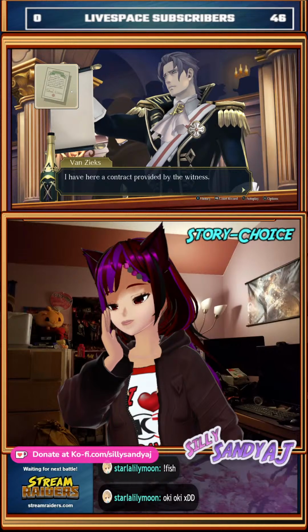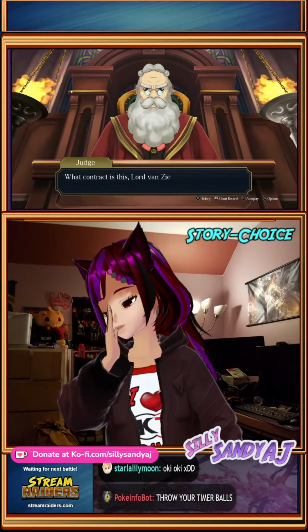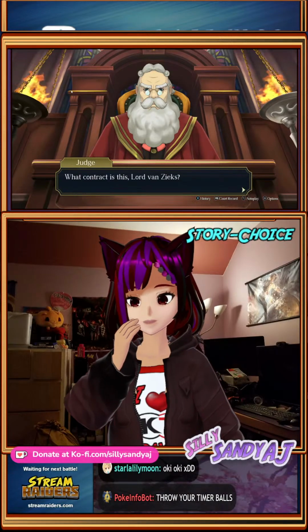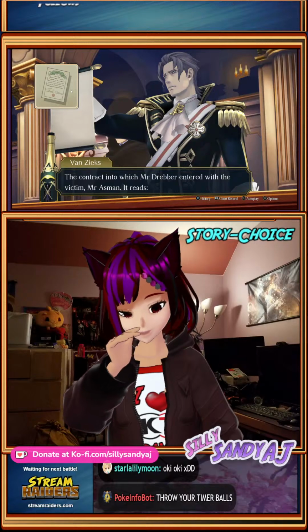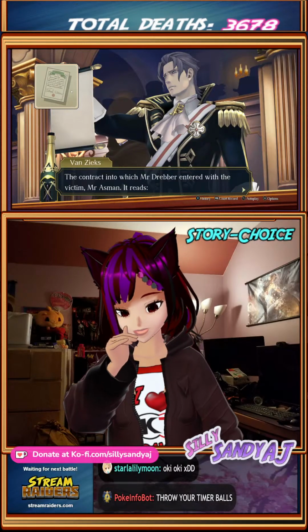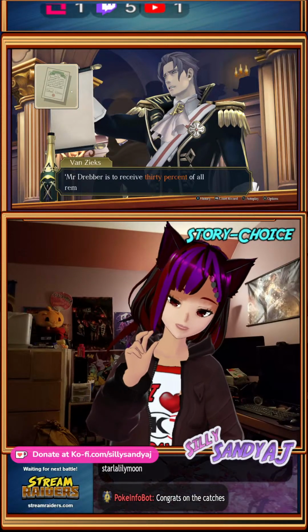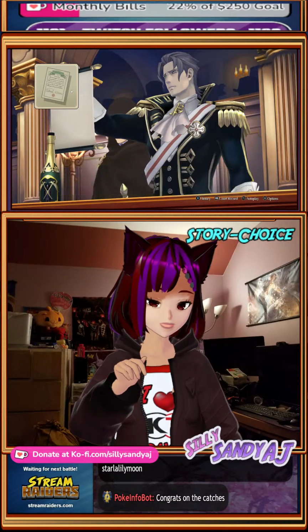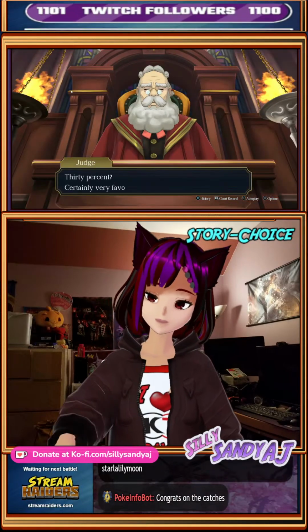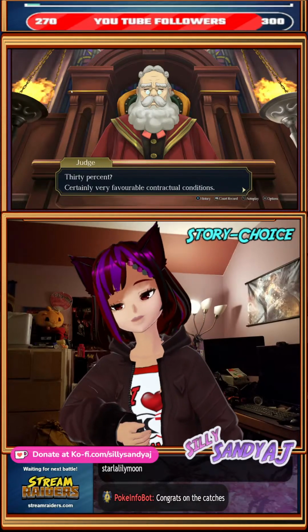I have here a contract provided by the witness. What contract is that, Lord Venjix? The contract into which Mr. Drebber entered with the victim, Mr. Osmond. It reads, Mr. Drebber is to receive 30% of all remunerations from government grants or other income. 30%? Certainly a very favorable contractual condition.